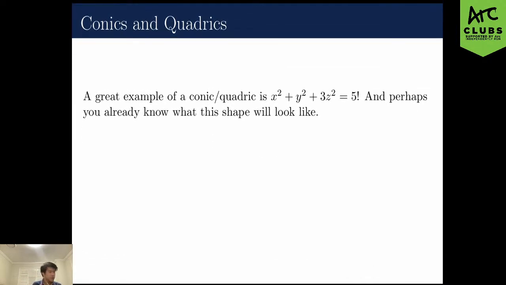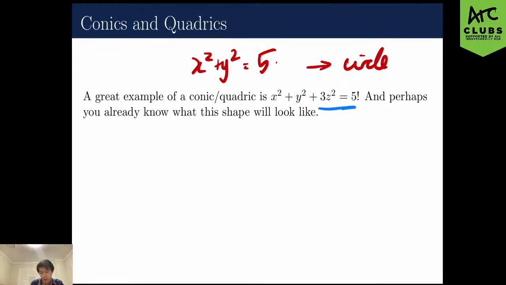Okay, time for the most hefty part of this seminar, which is about conics and quadrics. So hopefully we've seen shapes like maybe x squared plus y squared equals 5. That's a circle. And if you've seen a variety of other shapes, you would have also seen x squared plus y squared plus 3z squared equals 5. But basically, these are all very simple shapes that you can define, right? So this is, for example, an ellipsoid.